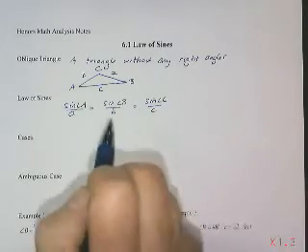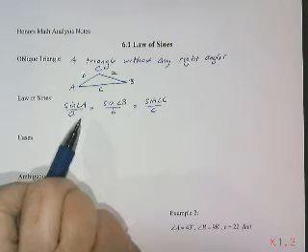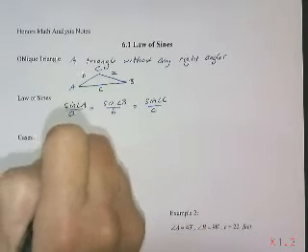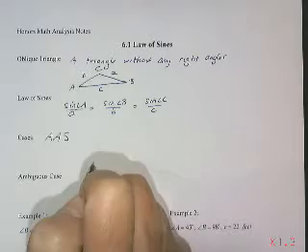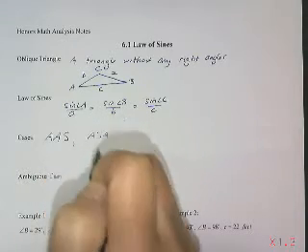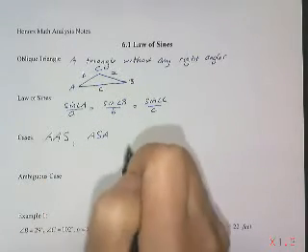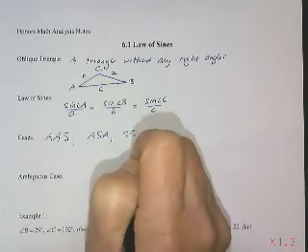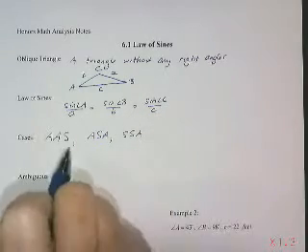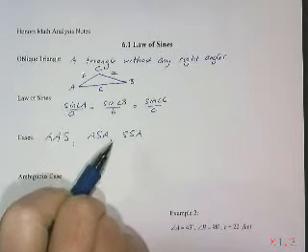The cases that use law of sines are going to be when you have two angles and a side that's not between them, or when you have two angles and the side that is between them, or when you have two sides and the angle that's not between those two sides. Those are the only three cases that you use law of sines.